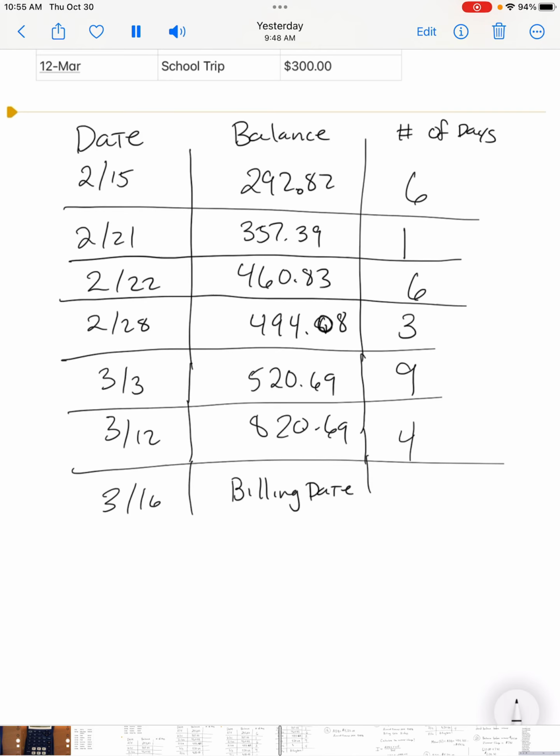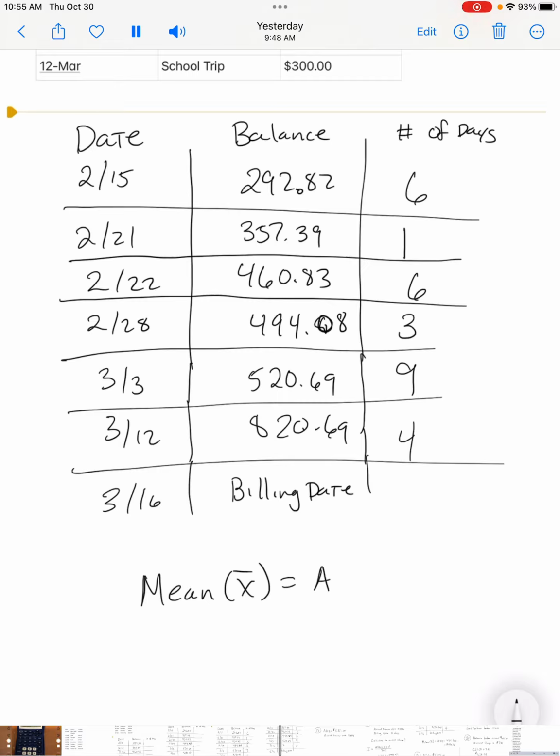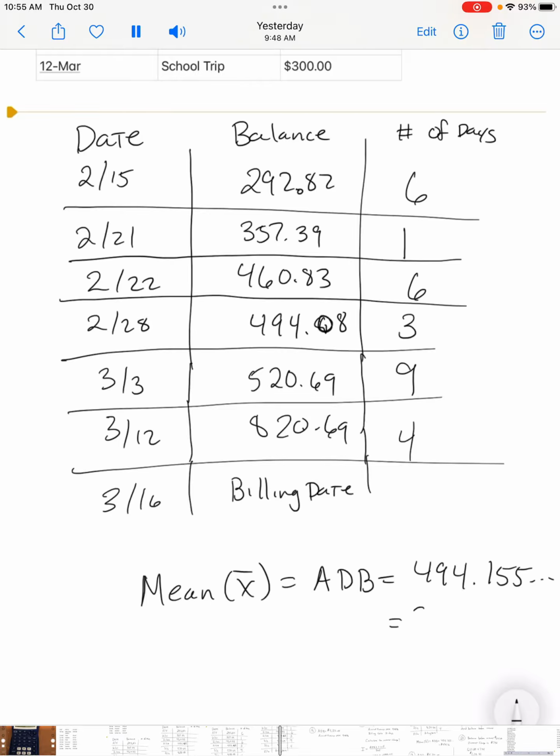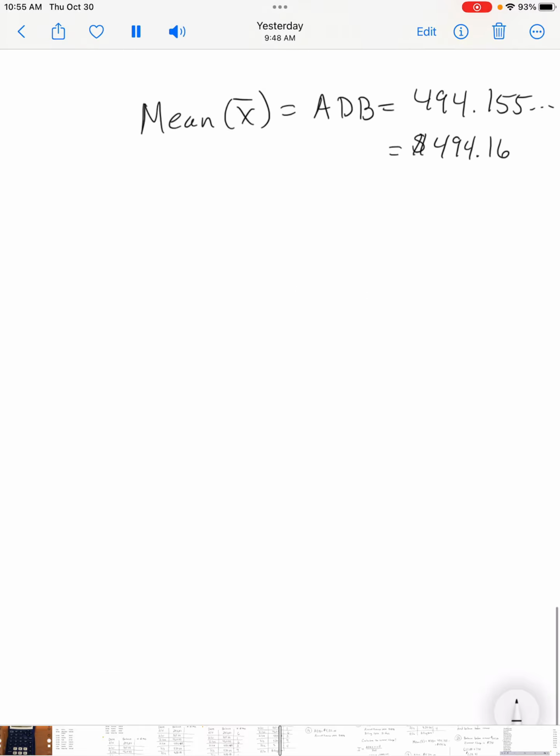And then when I hit the calculate button, it tells me I got 29 days, which makes sense, the 28 days in between plus the extra day. 494.15. So it tells me that my mean, right, on a calculator that's X bar, or my average daily balance, because what I was putting in was balances and the number of days, is 494.155, and it keeps going. So we better say $494.16. That's how we're going to do our average daily balance.